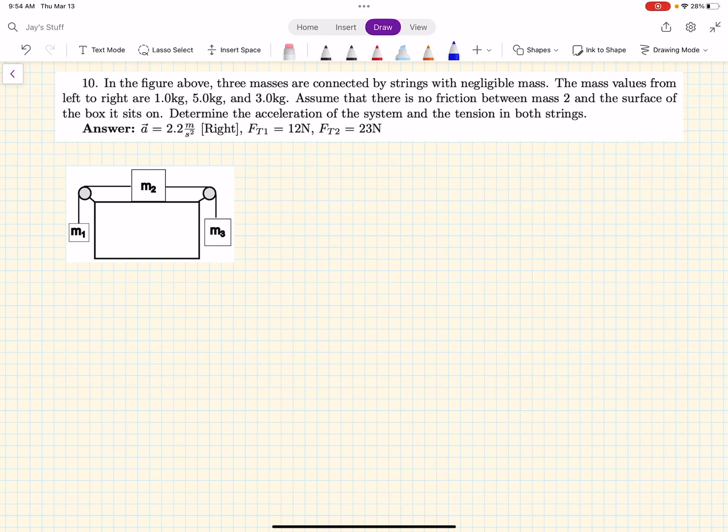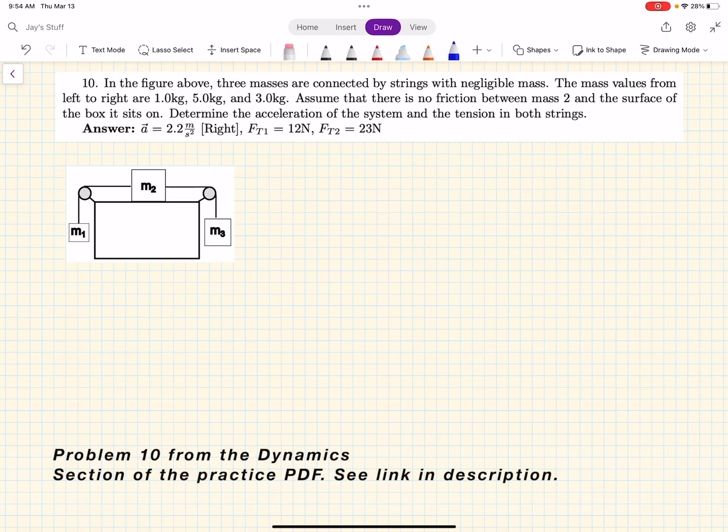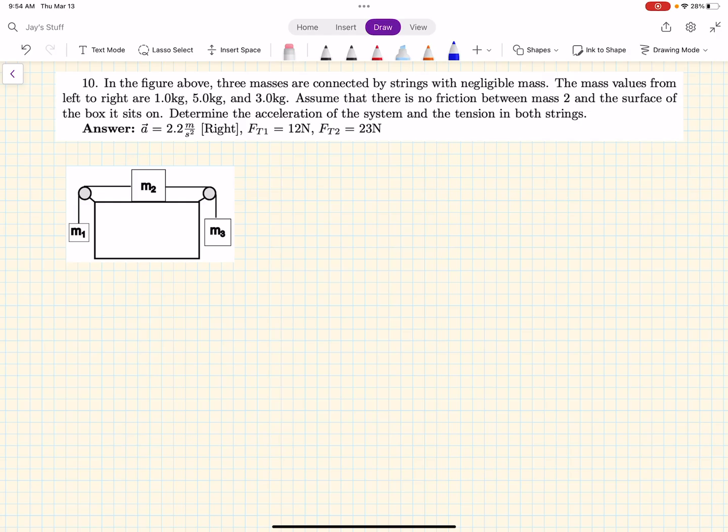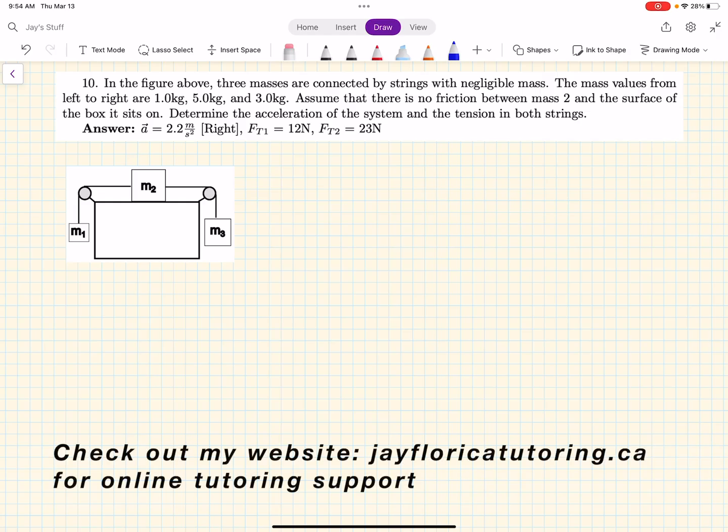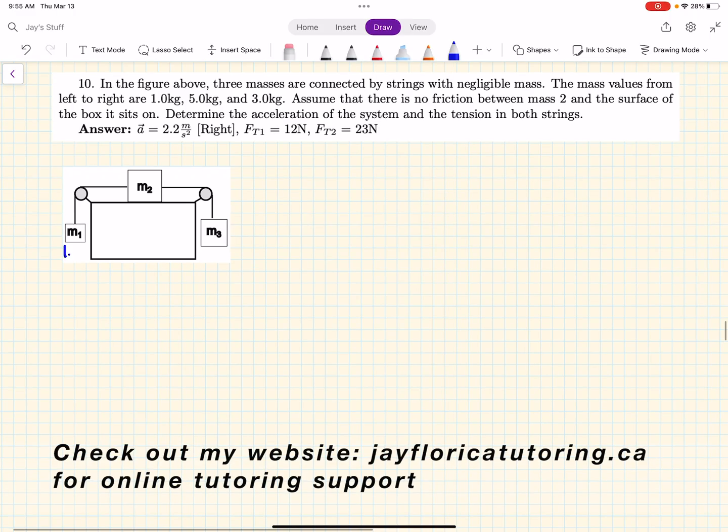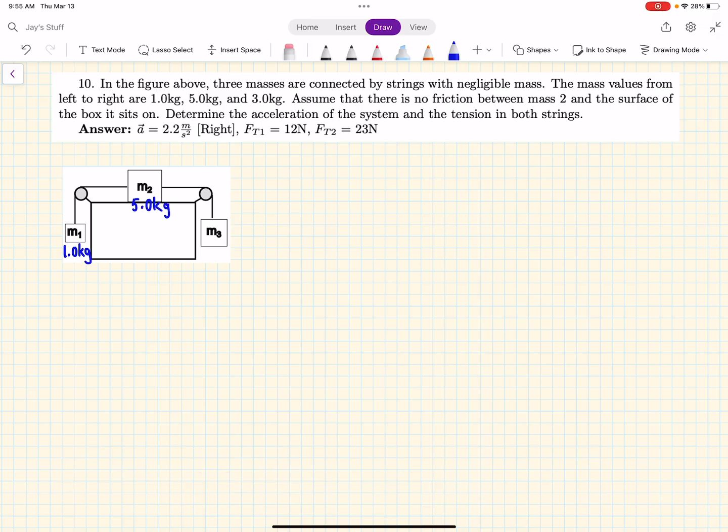All right, so we're going to be looking at a question here where you have three masses that are attached by strings and pulleys that the strings are riding on, and we want to look at the acceleration of this system and the tension in the two strings. So this diagram here, we have mass 1, 1 kilogram; mass 2, 5 kilograms; mass 3, 3 kilograms.